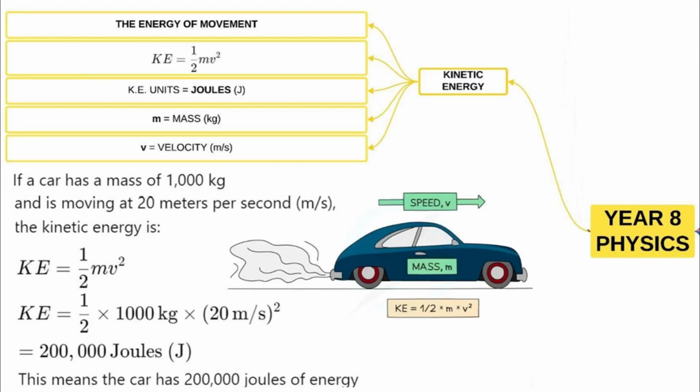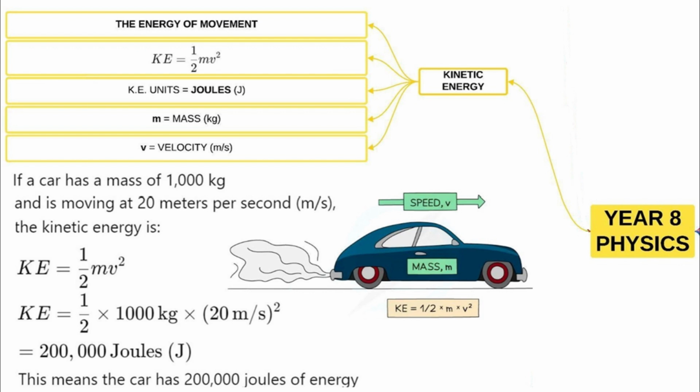All right, first we're going to look at kinetic energy, which is the energy of movement. The equation to work out kinetic energy is KE equals a half mv squared. The units are joules, and the symbol is J. M is mass in kilograms, V is velocity in meters per second.